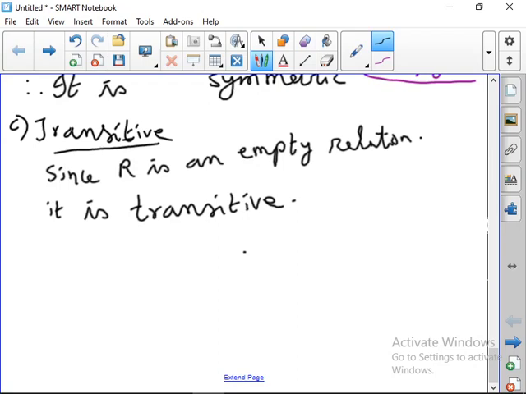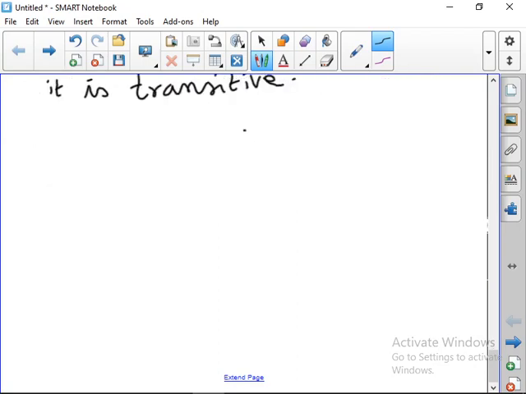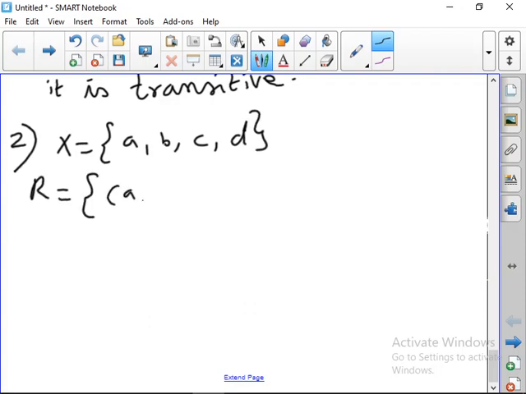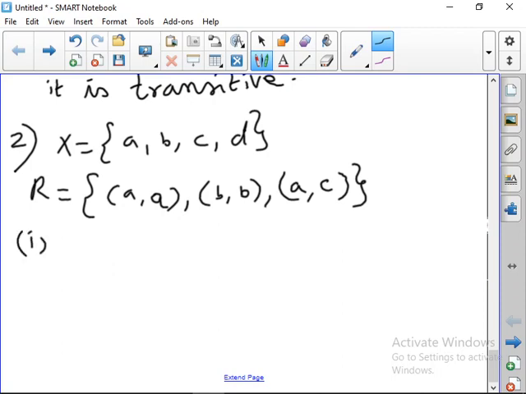Okay. Now we will go to the second question. The second question: let X is equal to {A, B, C, D}, and R is equal to the ordered pairs given: (A,A), (B,B), (A,C). The question is: write down the minimum number of ordered pairs to be included in R to make it reflexive, symmetric, transitive, and an equivalence relation. Okay, first one is reflexive.